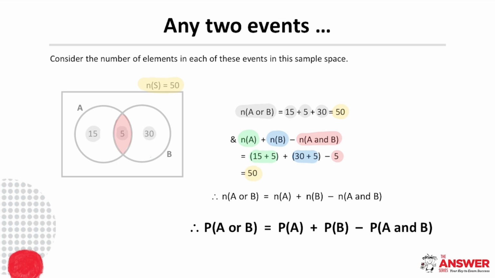And by dividing through by the total number in the sample space, in other words, by applying the definition of probability, it can be concluded that for any two events, the probability of A or B equals the probability of A plus the probability of B minus the probability of A and B.